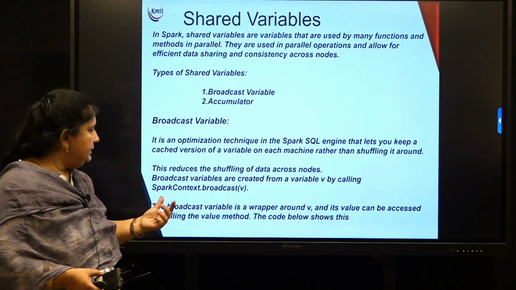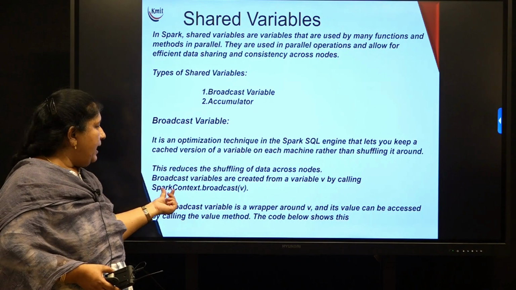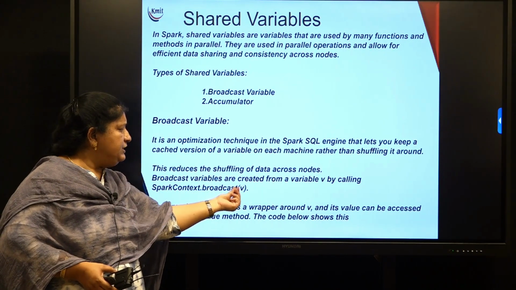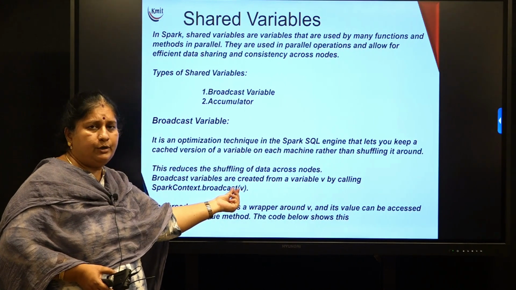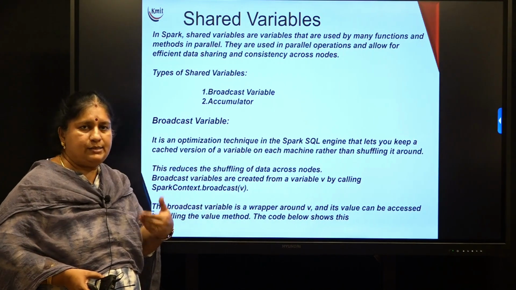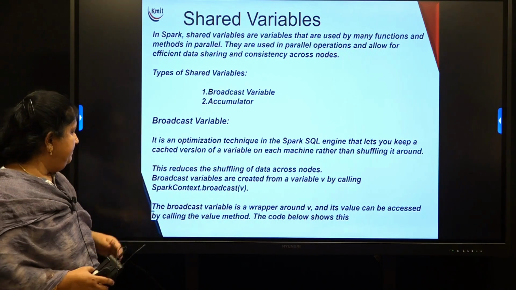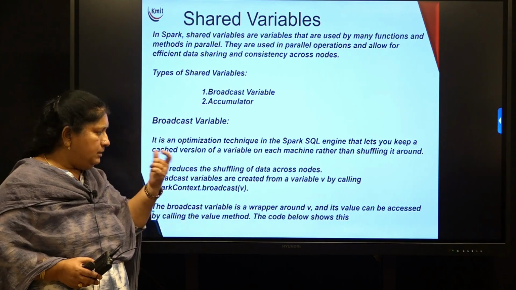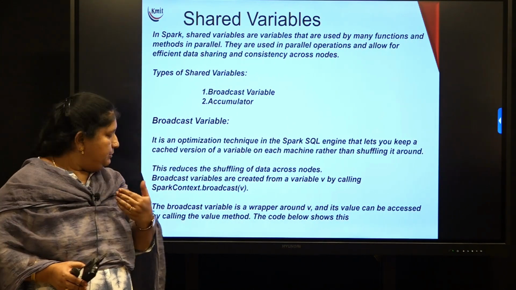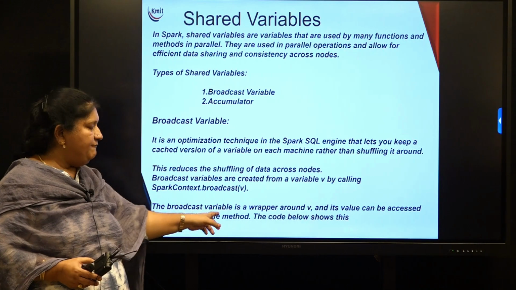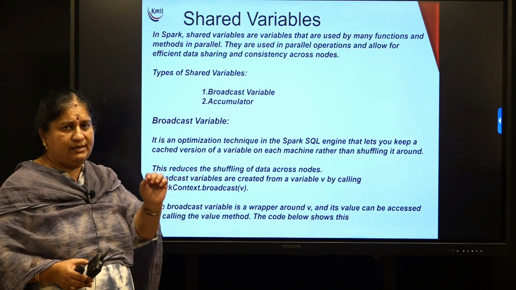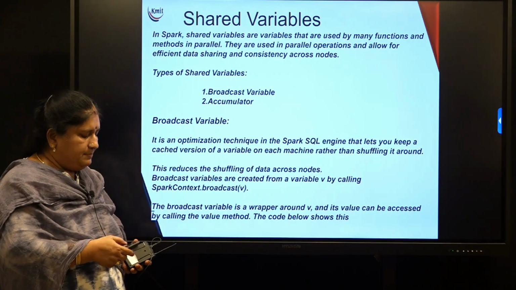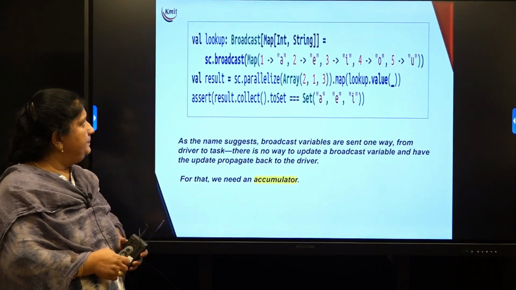Broadcast variables are created from a variable by calling a method. What is the method? SparkContext.broadcast. Whichever variable you want to put into broadcasting, that variable should be passed on. I will show you this with an example. The broadcast variable wraps around the variable v, and its value can be accessed by calling the value method, broadcast.value or variable.value.